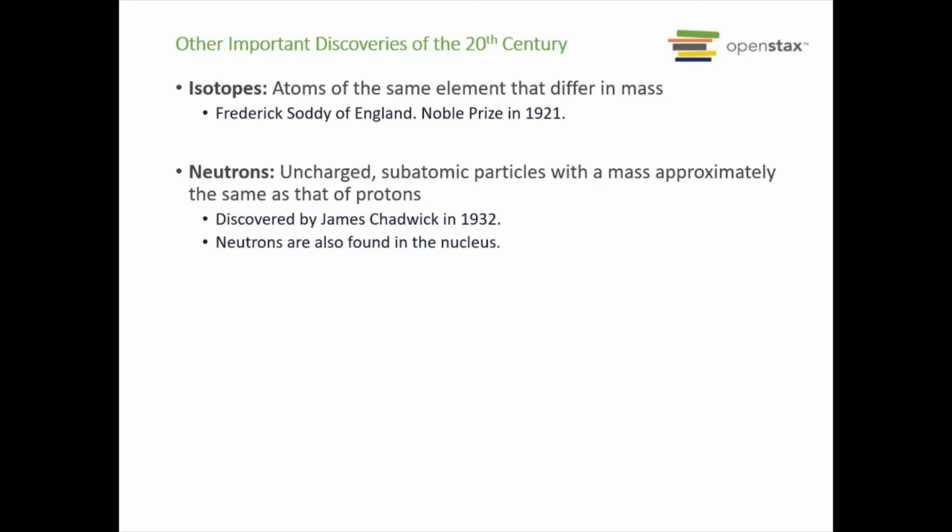Okay, so as time goes on, in the 20th century, we have the discovery of the isotope. Not the Springfield isotope, for those who watch The Simpsons, but this is where that name comes from. We're going to talk a lot more about what an isotope is in the next section. But isotopes are atoms of the same element that differ in mass. And we also have the neutron, which was discovered by James Chadwick in 1932. These are uncharged subatomic particles with a mass that's about the same as protons, and that are found in the nucleus.